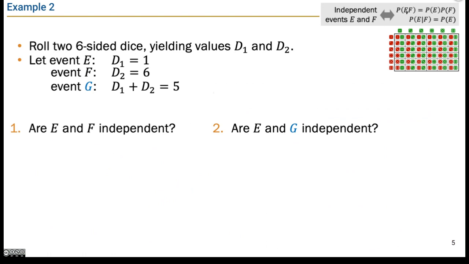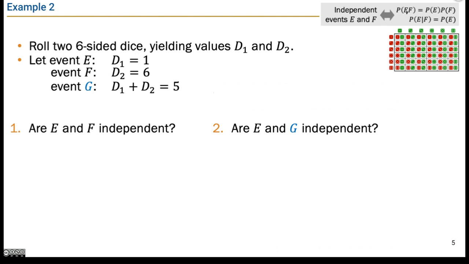Let's move on to dice. So now suppose I'm rolling 2 6-sided dice. It gives me values D1 and D2. Let event E be that my first die lands on a 1. Let event F be that my second die lands on a 6. Let event G be that the sum of the 2 dice is 5. Let's see first, are E and F independent? And secondly, are E and G independent? Take a minute, put it on pause, and see what you come up with. I want you to show it to me mathematically, even if you have some intuition about this.